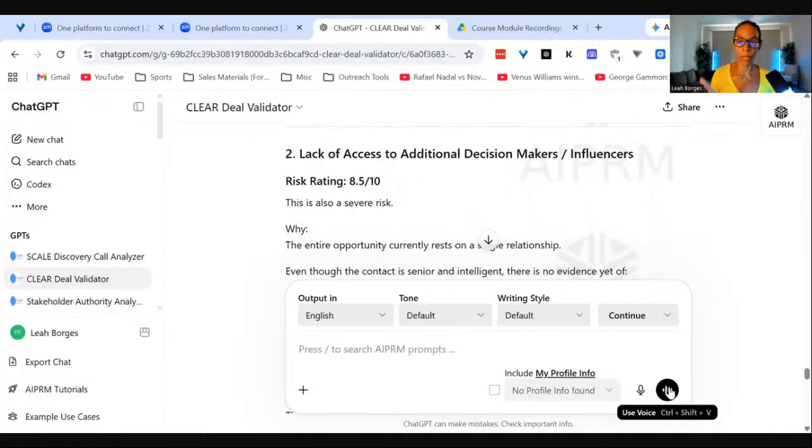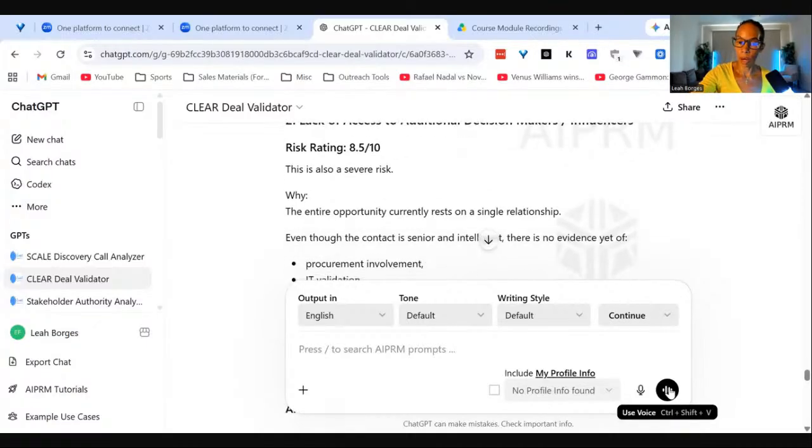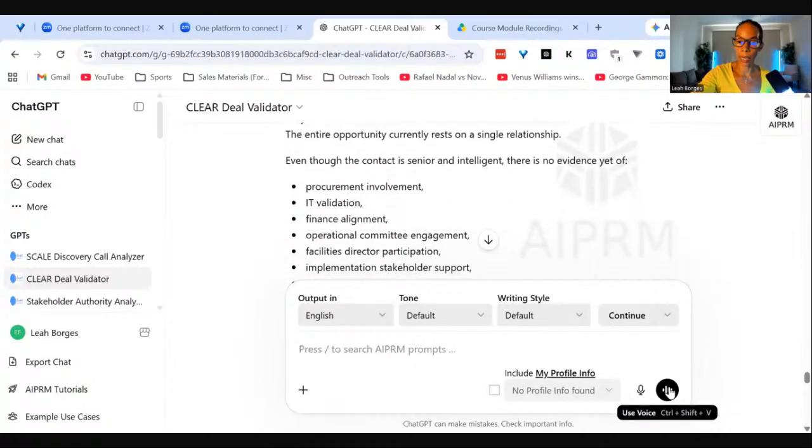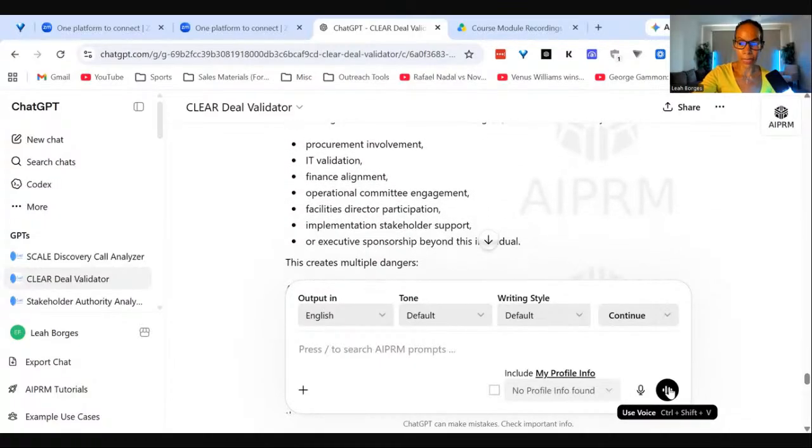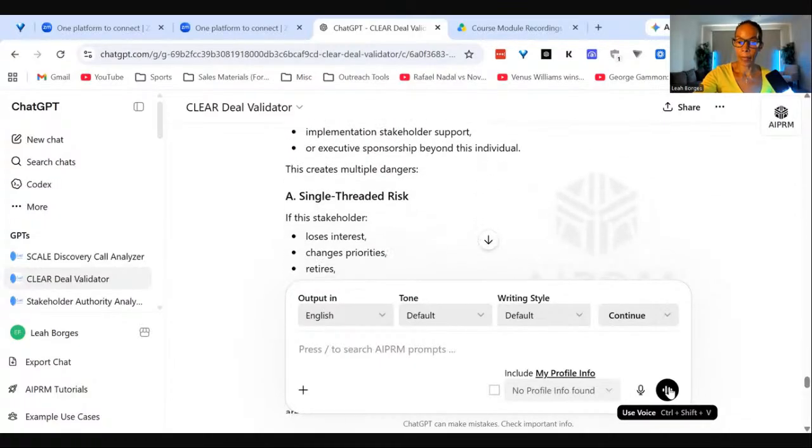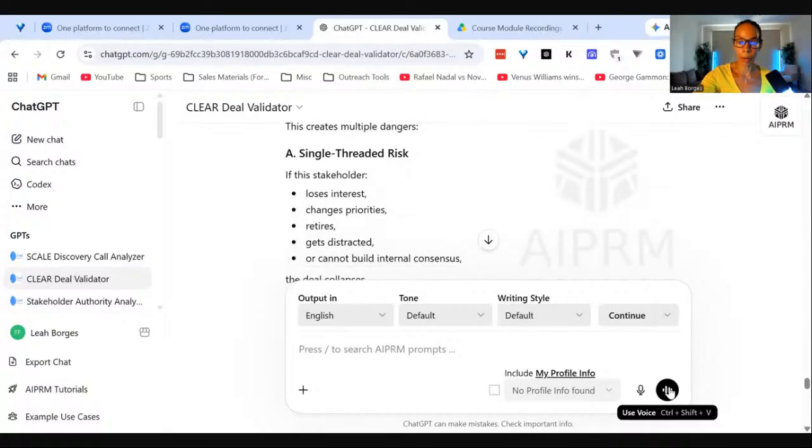Now, number two part of this, lack of access to decision makers or influencers, 8.5 out of 10. So that means this deal is going nowhere if we don't get this, or we don't address this. And it may take some time. Granted, it may take some time, but it's time we have to take. So this is also a severe risk, and it's going to give you why. It's going to give you a very detailed explanation, and then it's going to break it down.